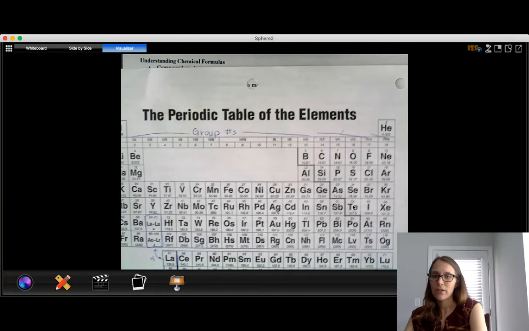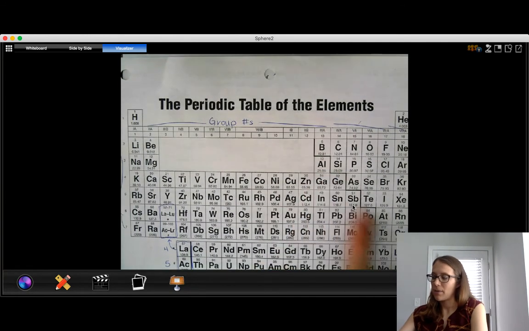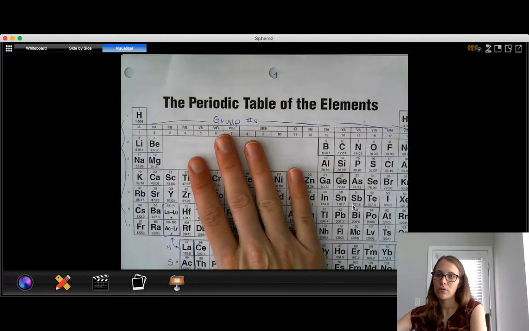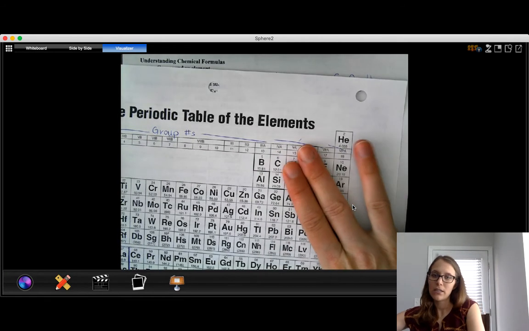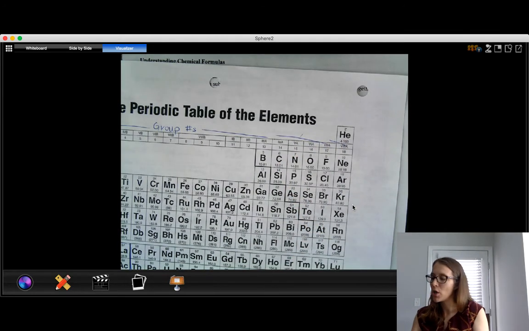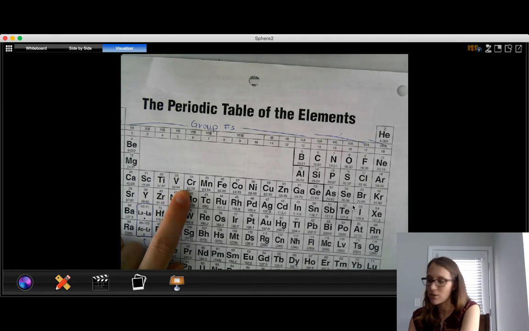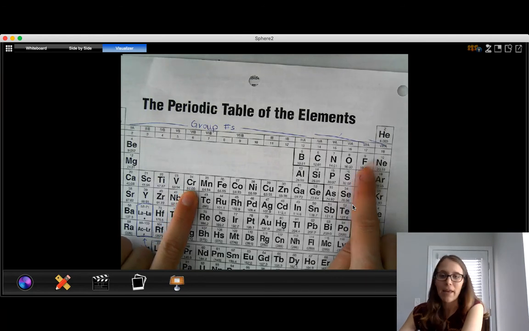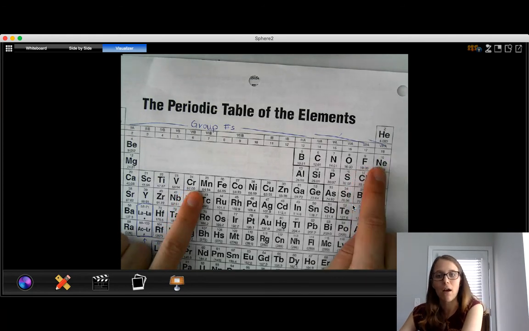Just as a reminder, there's the stair step on the periodic table. The elements that are over here are metals. The elements that are over here are going to be nonmetals. So that stair step's our dividing line. So if I have an element from over here, so I just pointed at chromium, and it's bonding with an element over here, I'm pointing at fluorine, that's going to be an ionic bond, a metal and a nonmetal.